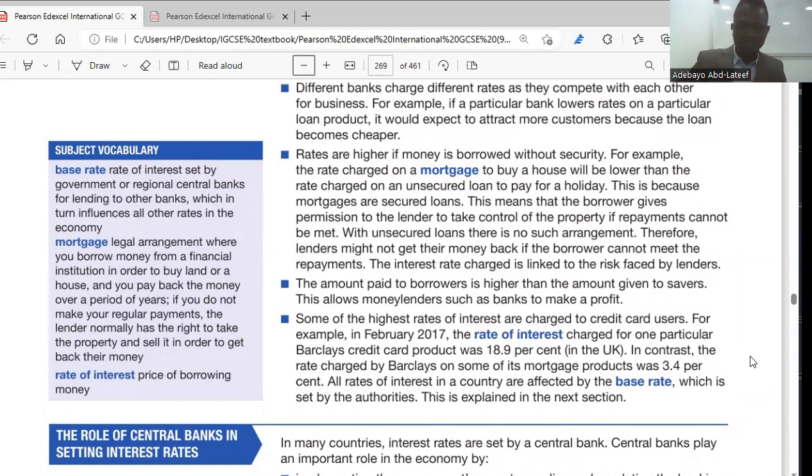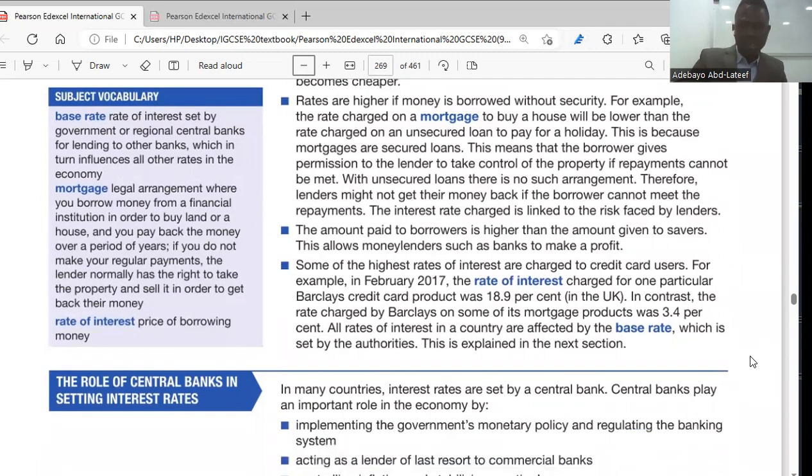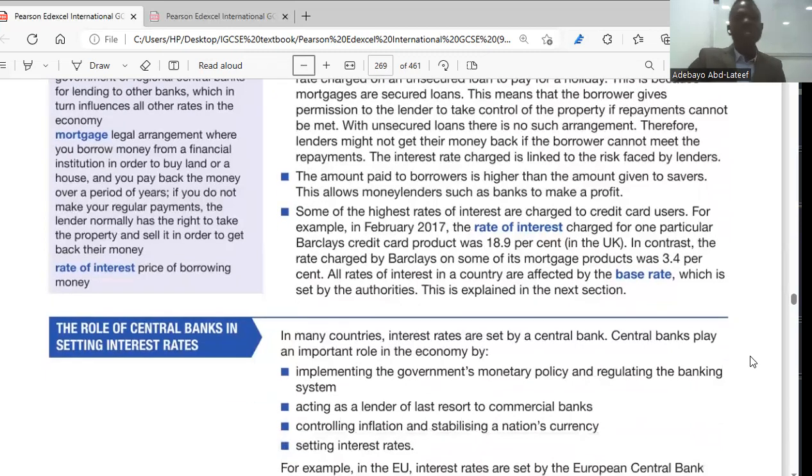Is it clear? Yeah. And the last one they said, some of the highest rates of interest are charged to credit card users. Credit card users take a higher rate of interest because you're going to spend an unlimited amount of money that you don't have presently. So yeah, you have to pay a higher interest rate. Is it clear? Yes. So now we go to the role of central banks in setting interest rate.